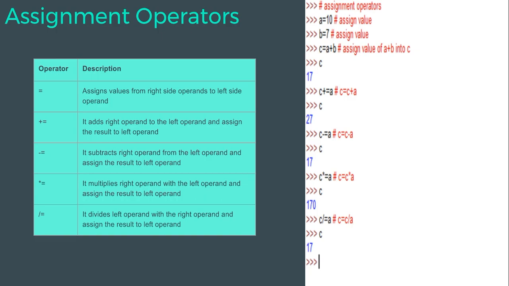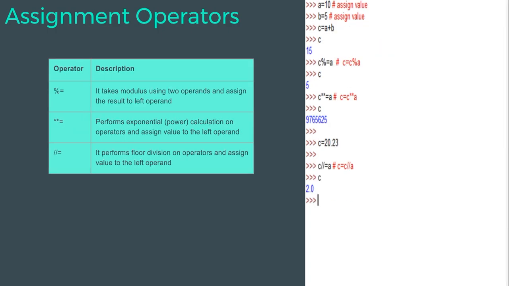Now let's take the next assignment operator, the modulus equal operator. In that, here a is equal to 10 and b is equal to 5 and c is equal to 10 plus 5, which is equal to 15. If we perform the modulus equal operator here, c is equal to c modulus of a. What is the meaning of that? 15 modulus of 10. The answer will be 5.